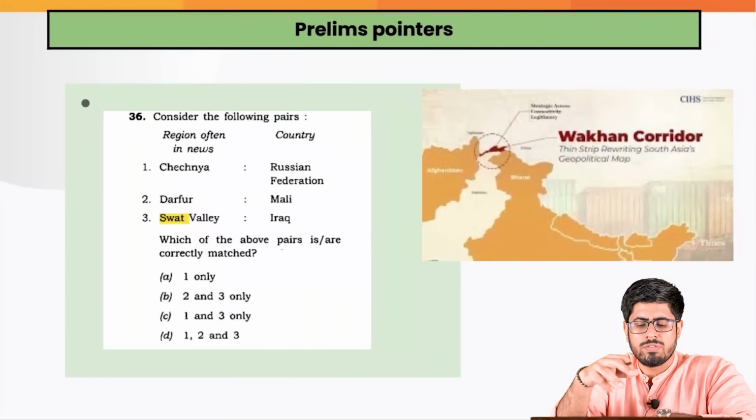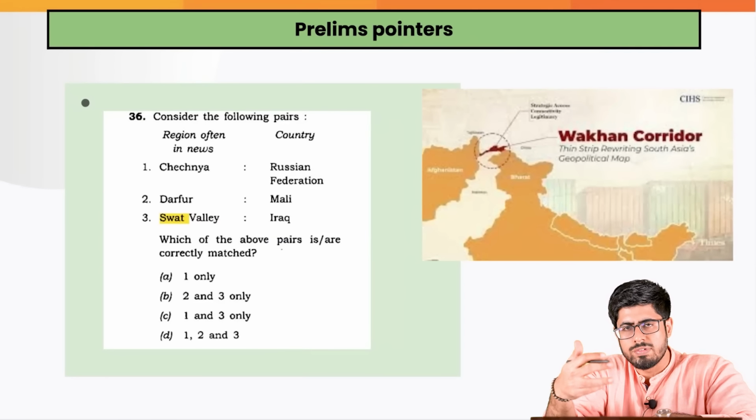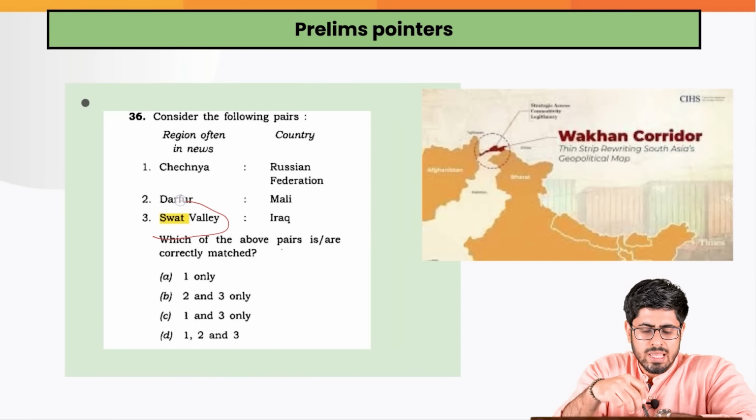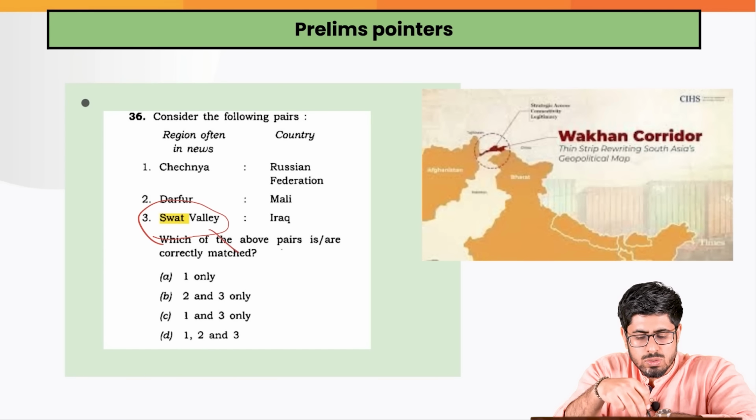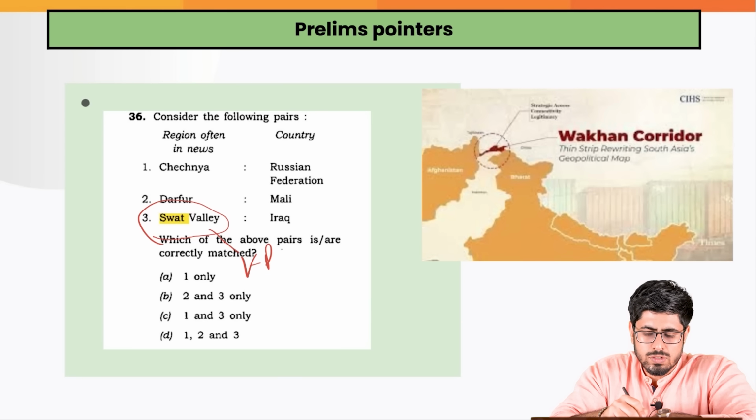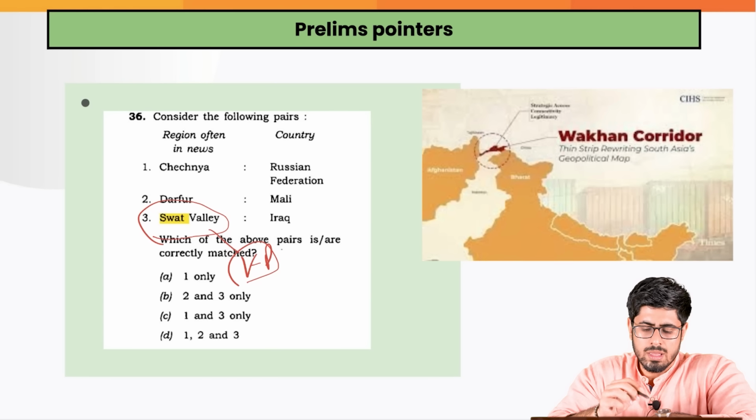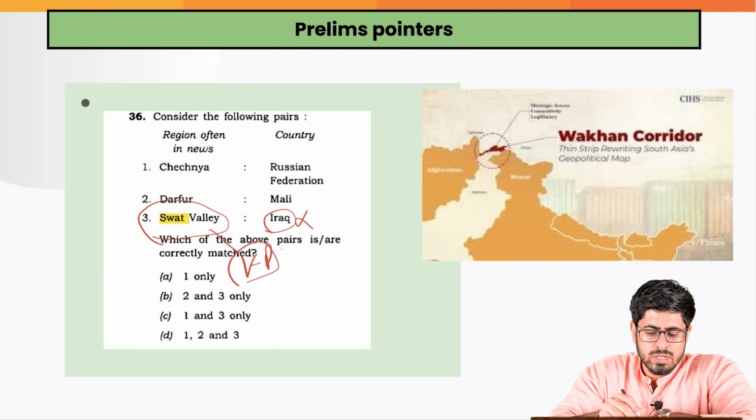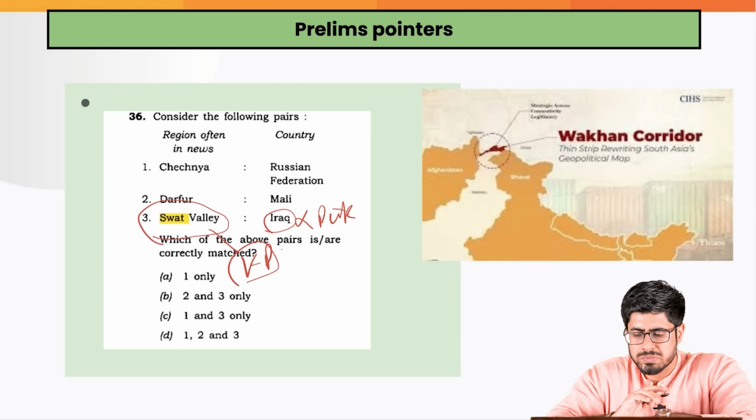UPSC has a habit of asking about regions which are in conflict in news. They asked one time about Swat Valley, which is also a valley located in this very province of Khyber Pakhtunkhwa in Pakistan. So the answer of this was not Iraq but Pakistan. They might ask about the Tirah Valley, which is now in news.